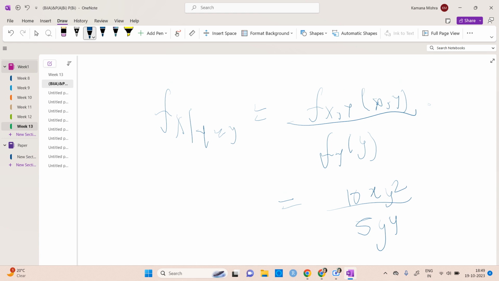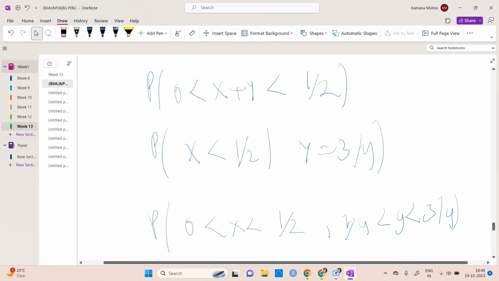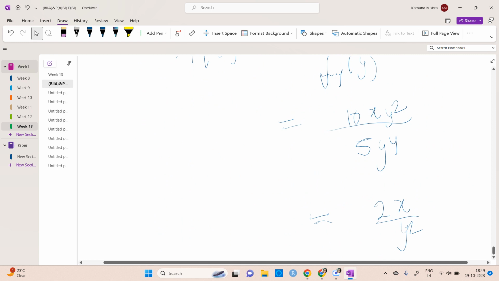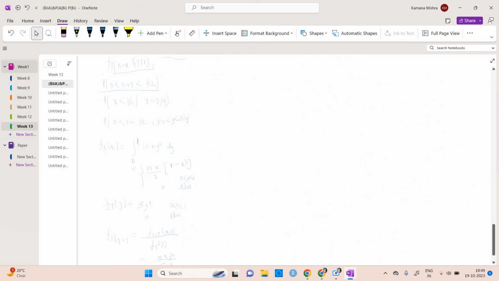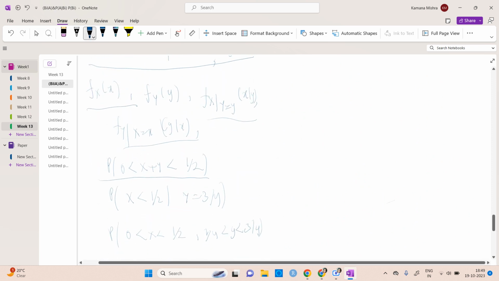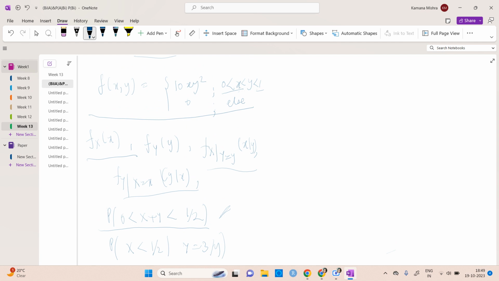So the next question we have here is the probability of x plus y being between 0 and 1 by 2. So we need to find the probability of x plus y less than 1 by 2. For this, if you have any probability like this, then you need to find the area first. Which area is coming in this region, right?